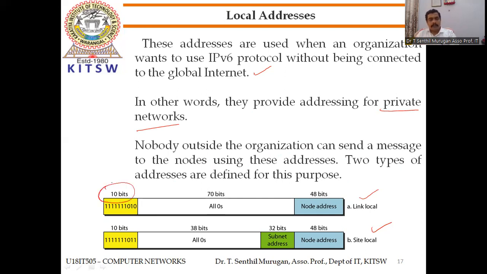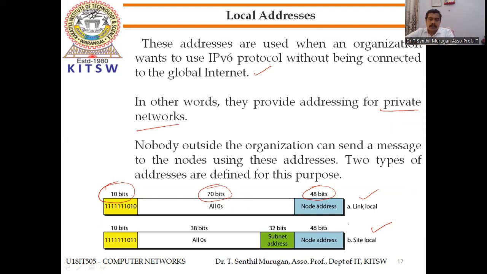The first 10 bits are used to represent these local addresses. In that, the first 6 bits will be ones, and the last 4 bits are 1010. If that is there, it represents the link local address. The remaining 70 bits are 0. The last 48 bits will represent the node address. That is the 48 bits we normally use in link layer addresses.